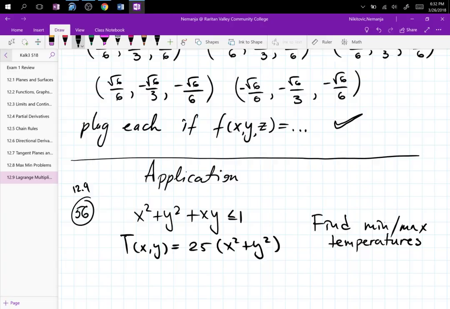So you have a temperature equation. Now see, your objective equation is not given as f of xy. It's T of xy because it stands for temperature. It's just del T instead of del f. The rest is the same. You can still call your constraint equation g. It's okay. All right, see you then.